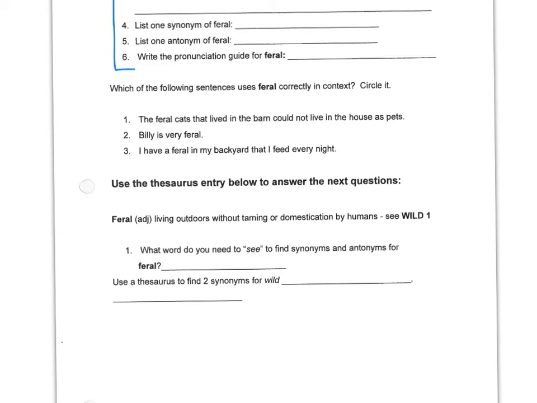For the next section, you're going to find just one sentence that uses feral correctly in context, which means there's enough information in that sentence that you can figure out what feral means. The next section says use the thesaurus entry below to answer the next questions. This is the thesaurus entry that I want you to read. Please read the entire thing. For the first question, you'll find your answer directly from that thesaurus entry.